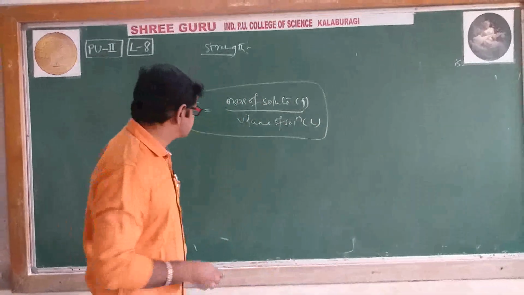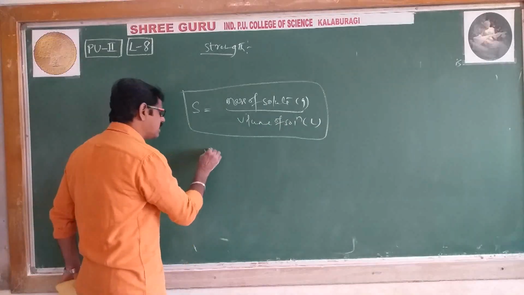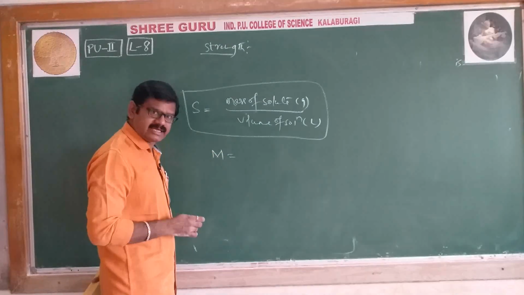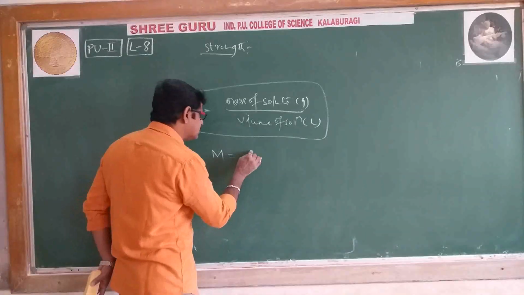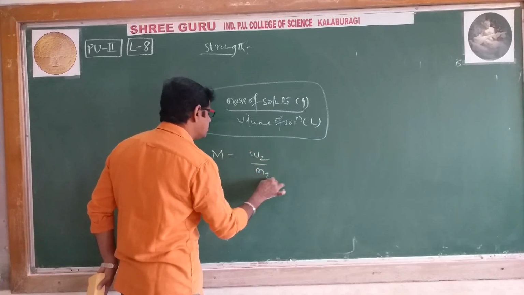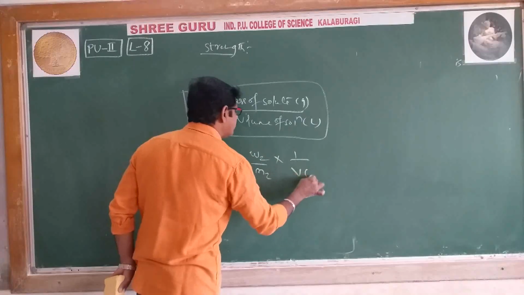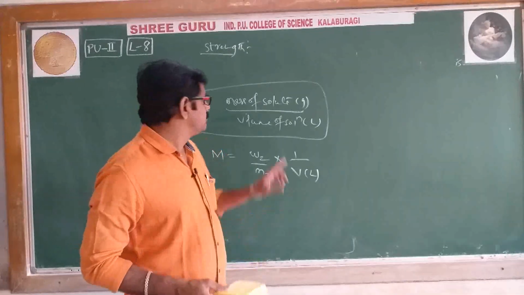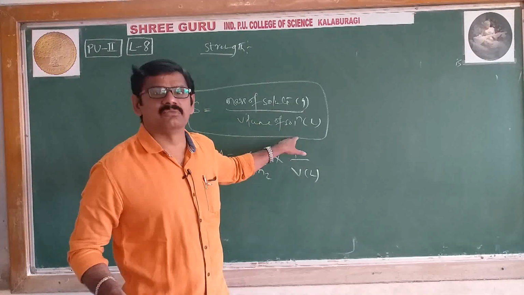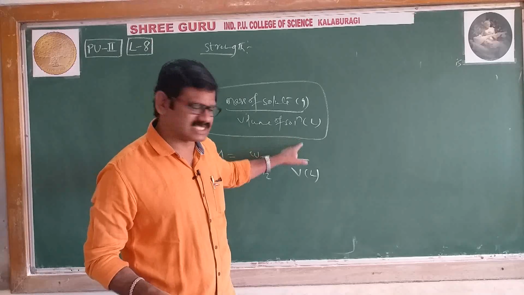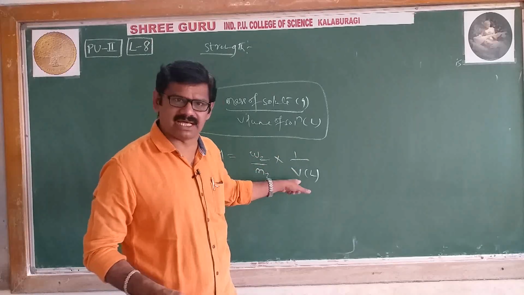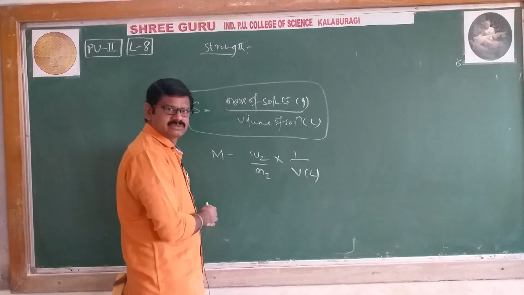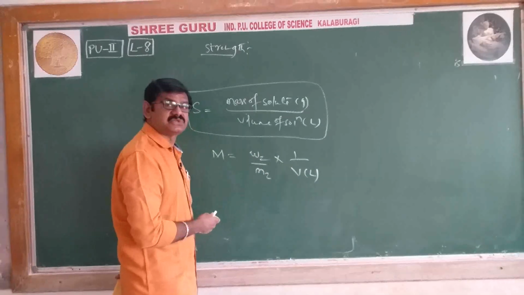Next, we will write like this. The molarity formula we will write once again. Why are we writing the molarity formula? We'll understand. Molarity is W2 by M2 into 1 by V in liters, or 1000 by V in milliliters. Because for strength the volume is in liters, I have used the liters-related formula. Now, what is W2? The mass of solute. What is V? The volume of solution in liters.